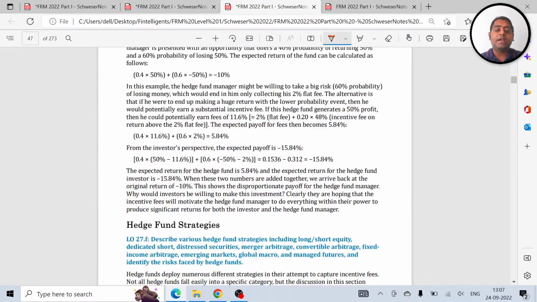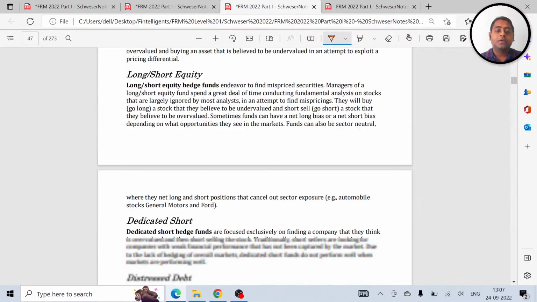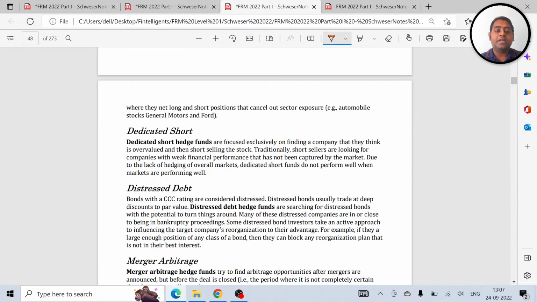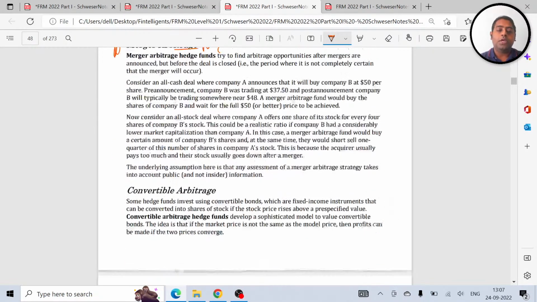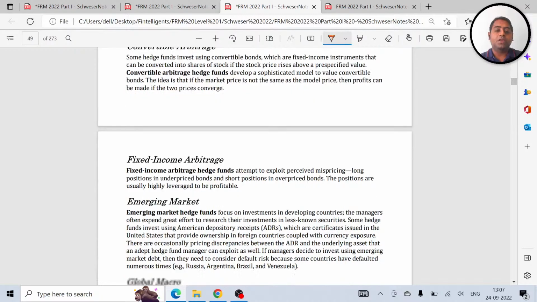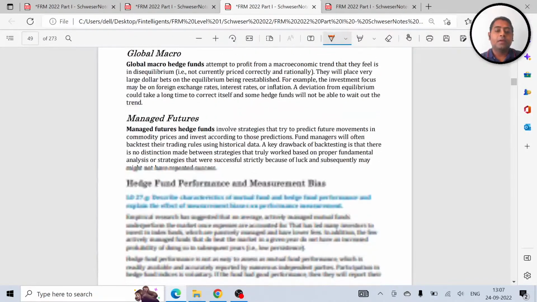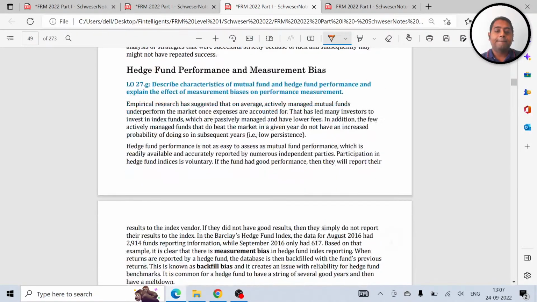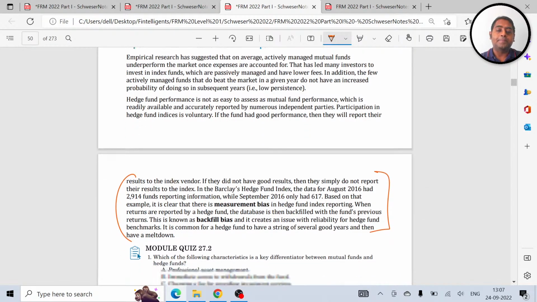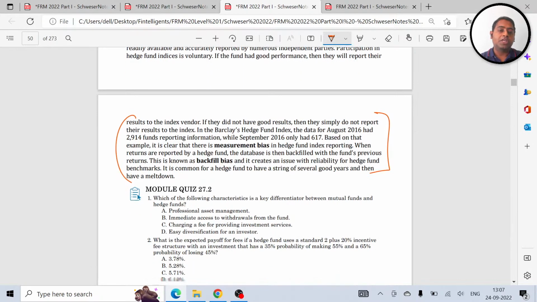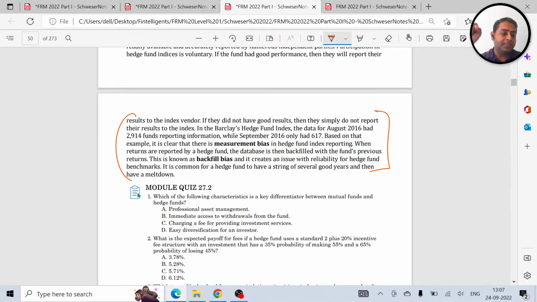Next, as we move ahead, hedge fund strategies: distressed debt, dedicated short, merger arbitrage, an important strategy. This is also going to come in your Level 2. Convertible arbitrage is okay, emerging fund is okay, more or less the same thing. You can read this part, the last part also, properly. Measurement and the backfill bias. So with this, we have completed the insurance chapter.